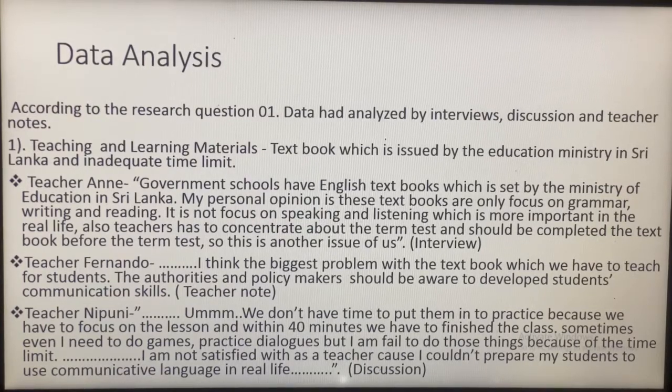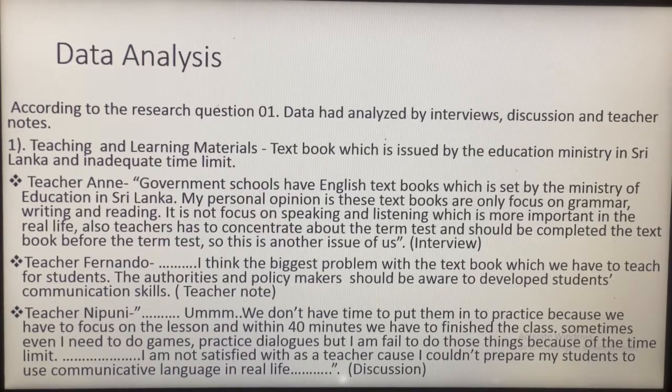Again, teacher Fernando gave her teacher note, like she said, I think the biggest problem is with the textbook which we have to teach students; the authorities and policymakers should be aware to develop students' communication skills. And again, teacher Nipuni, in the discussion part, explained, we don't have time to put them into practice because we have to focus on the lesson and within 40 minutes we have to finish the class. Sometimes I even need to do games and practice dialogues, but I fail to do those things because of the same time limit.